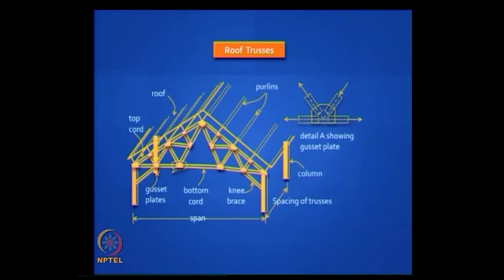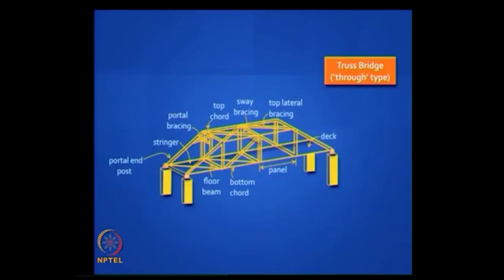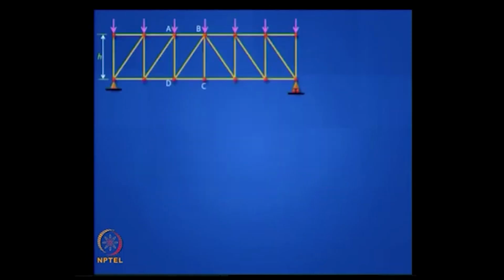Trusses are commonly used in roofs, and they are also commonly used in bridges. Bridge trusses are referred to either as through type trusses, when the deck is below and the traffic goes where you can see the 2 trusses on either side of your carriageway, or they are called deck trusses when the truss is below the deck. There are other intermediate types called semi through and so on.